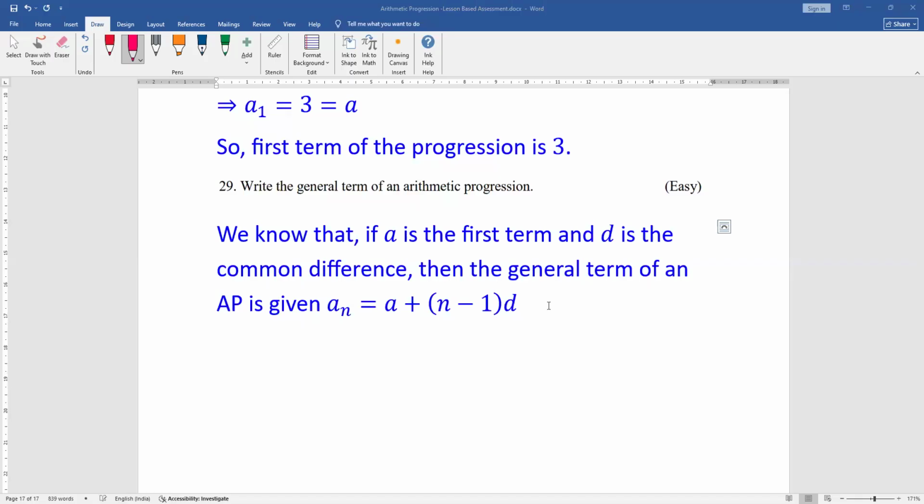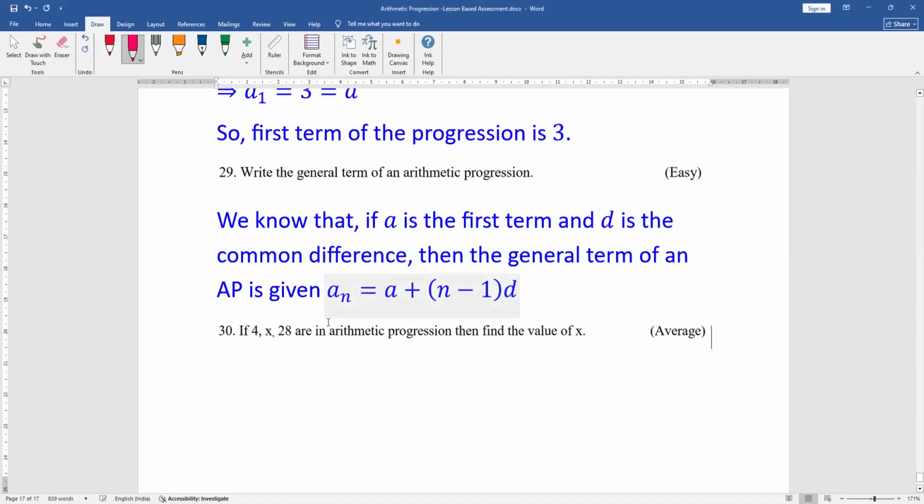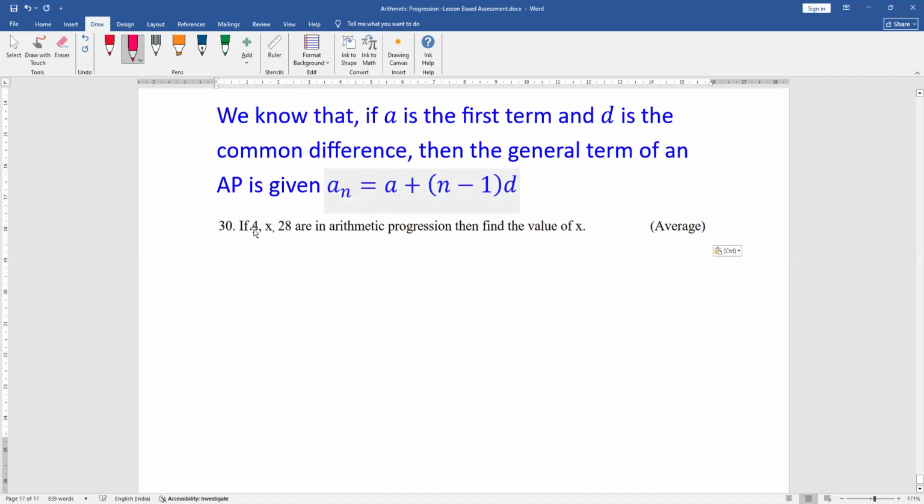Okay, children. So I move on to the next question. If 4, x, 28 are in arithmetic progression, then find the value of x. Okay, so now let us see how the question is given. Here A1 is given, A2 is given, A3 is given. Correct? Now from this I have to determine x.